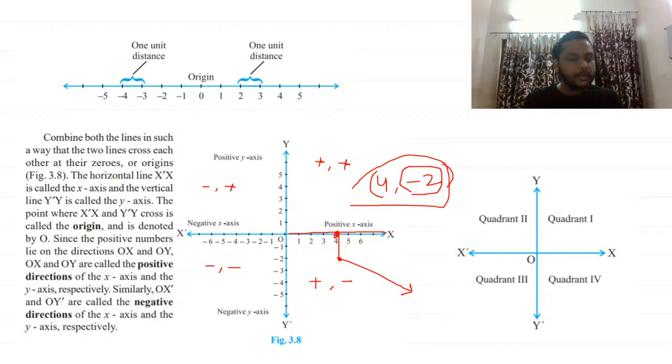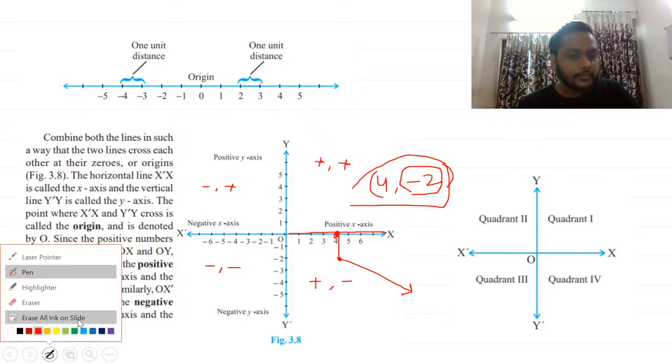Now, guys, what I'm gonna do is I will give you some points and आप मुझे बताओगे कि वो point आपके कौन से quadrant में lie कर रहे हैं. Cool? I will be giving you some points and you will tell me वो आपके कौन से quadrant में lie कर रहे हैं. Okay?